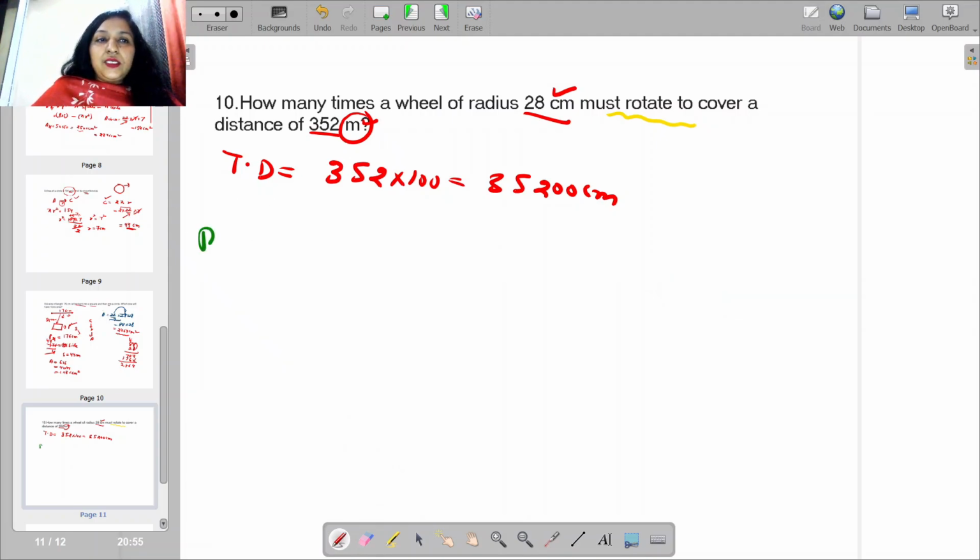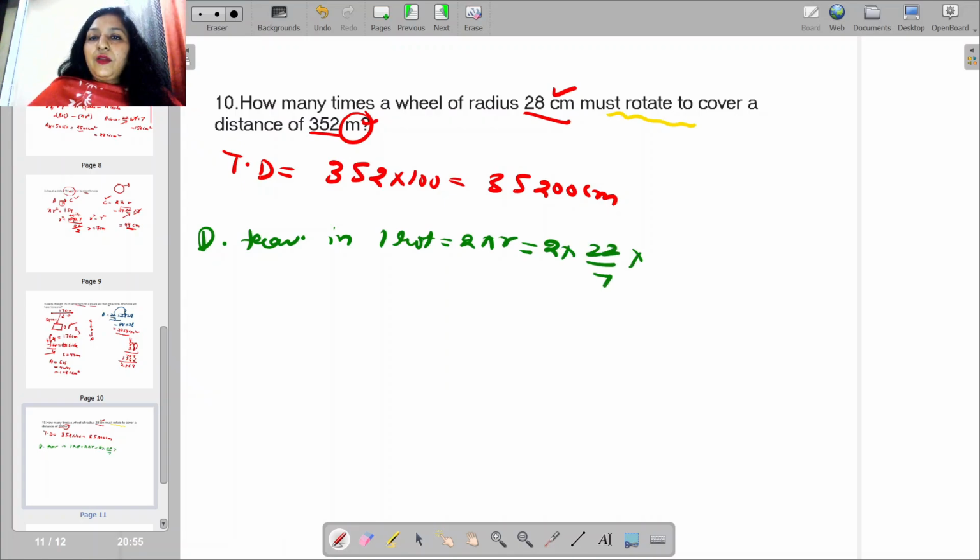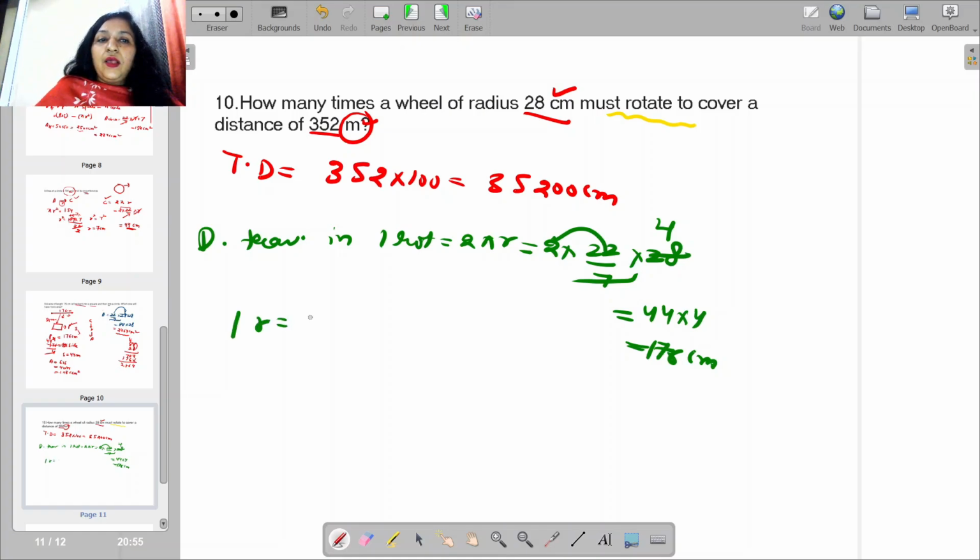So distance traveled in one rotation, that is 2 pi r. This is 2, 22 by 7, radius is 28, 7 into 4 is 28, 2 into 22 is 44, 44 into 4 is 176 centimeter. ठीक है, एक रोटेशन में distance is equal to 176. How many rotations is equal to 35200 centimeter? That's the question.